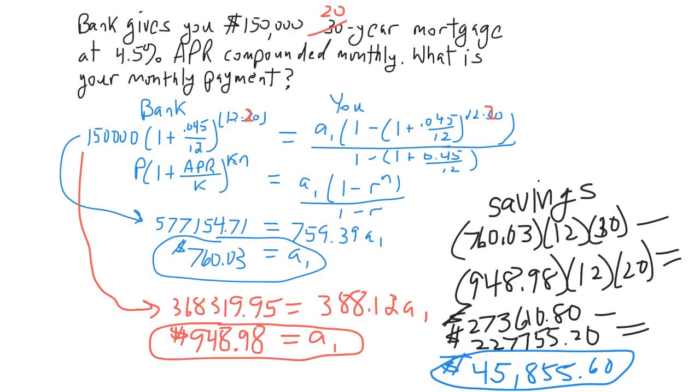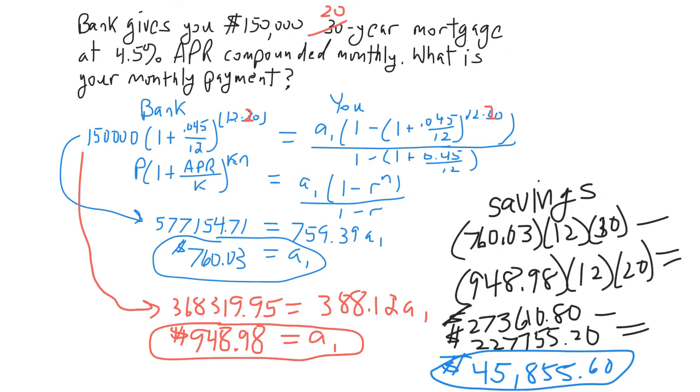I got a pretty good job. So what if I pay this mortgage back in 20 years instead of 30 years? How much would I save? So the bank would now adjust their years from 30 to 20, and you would adjust your years as well. But everything else is the same exact thing. And this time we'd find out that you would have to pay $948.98 per month.